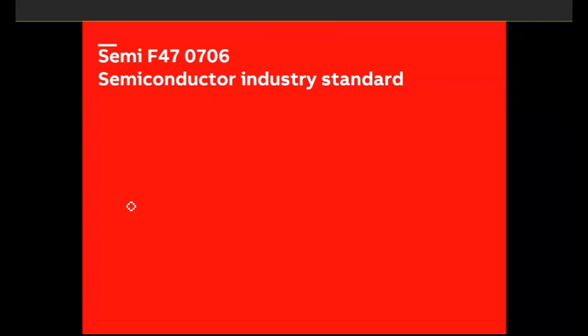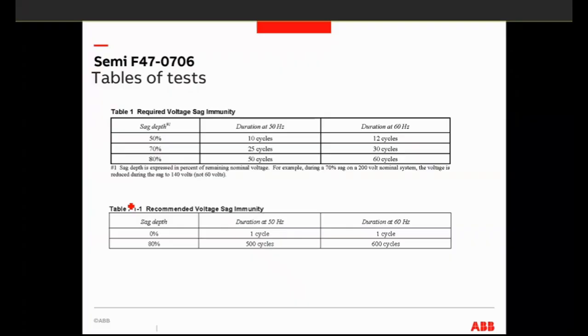For Semi F47, for the semiconductor industry, if you can see here at the table below, if we have a sag depth of 0%, we need to correct it within a duration of one cycle. More than one cycle means that this component will typically shut off.